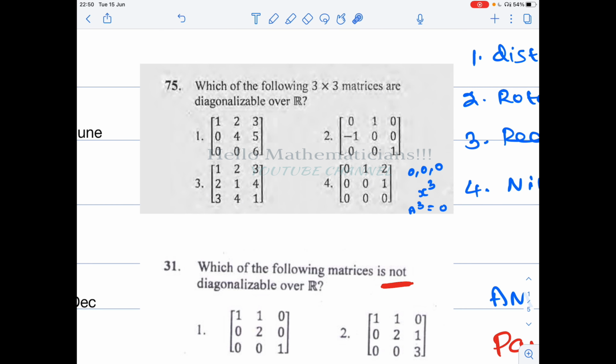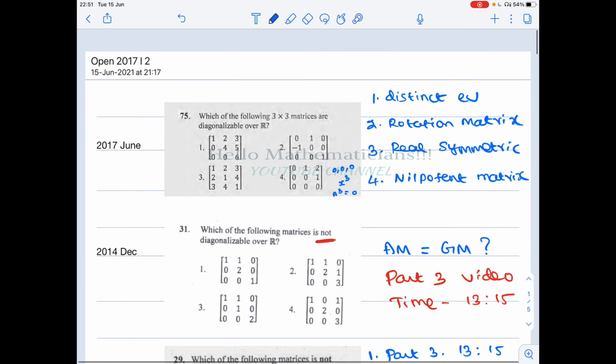Which of the following 3 by 3 matrices are not diagonalizable over R? All the matrices given are 3 by 3 matrices. Now we look at the first matrix. It is in upper triangular form. Therefore, the diagonal entries are its eigenvalues. So the eigenvalues are 1, 4, 6. Basically this matrix has all distinct eigenvalues.